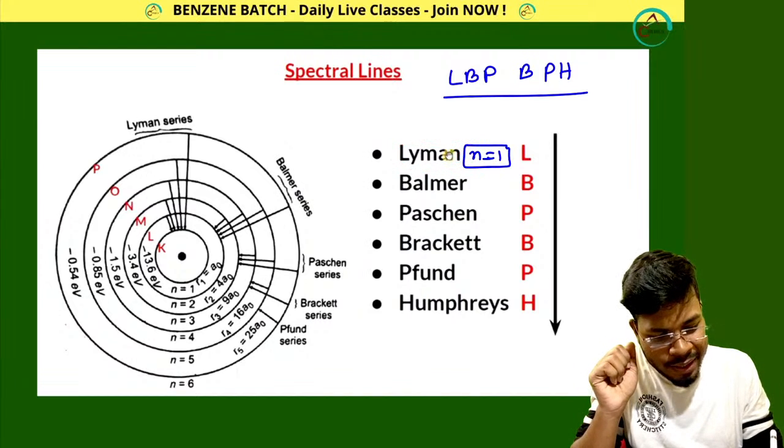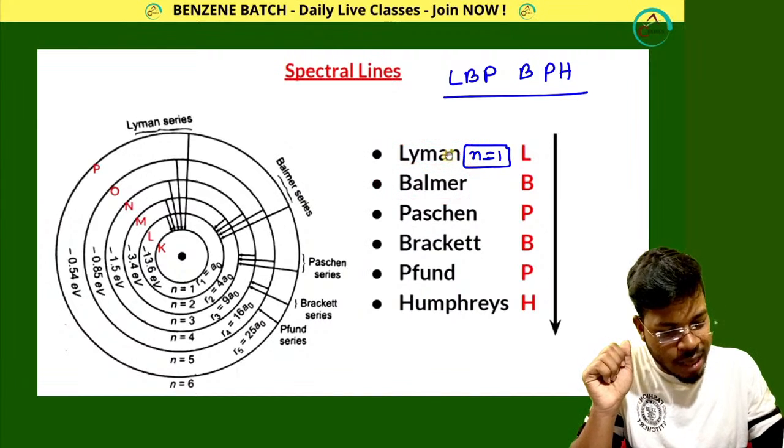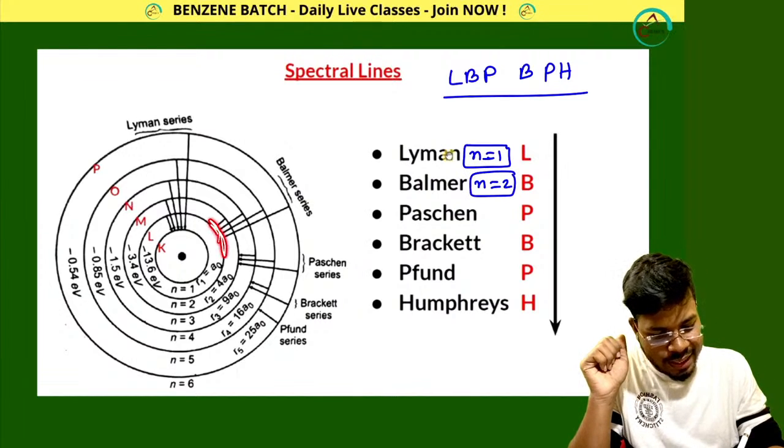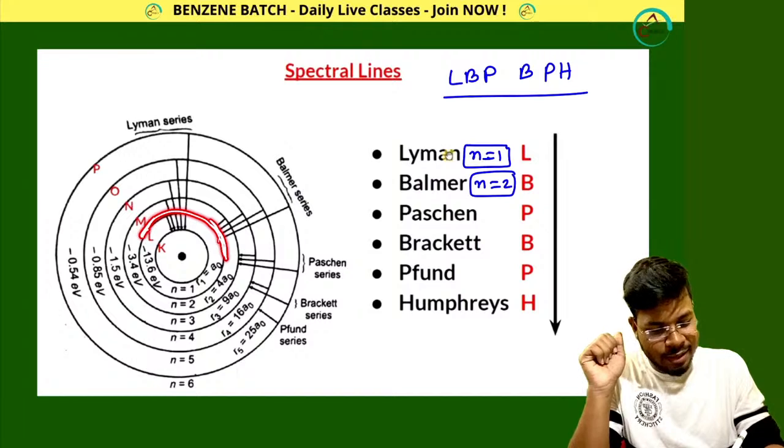If the transition is happening to n equals 2, the second orbit, L.